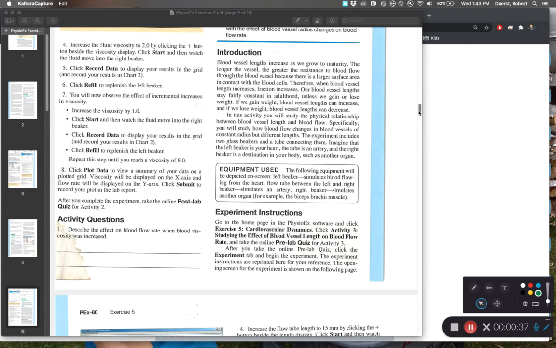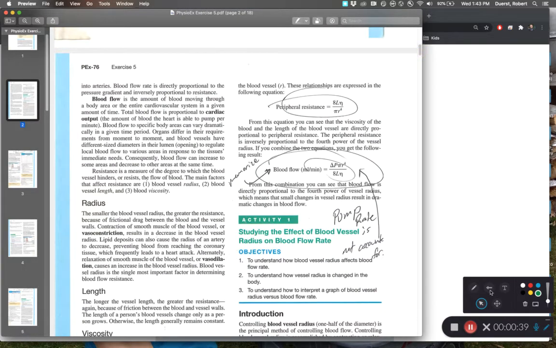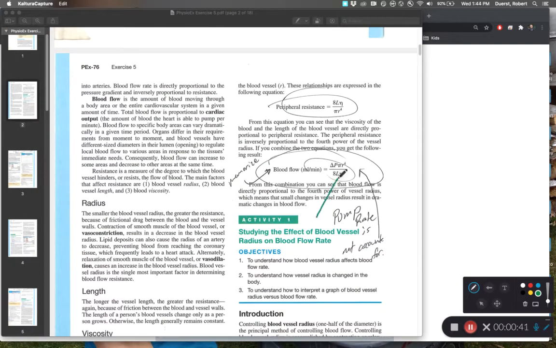We can go back to the master equation that we talked about earlier, and we can see that the length of the blood vessel is in the denominator. So we should expect mathematically an inverse relationship. As length goes up, the flow rate better go down.